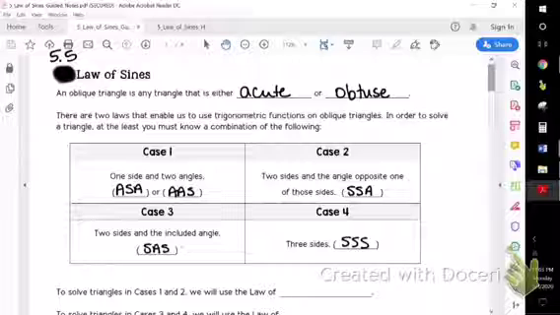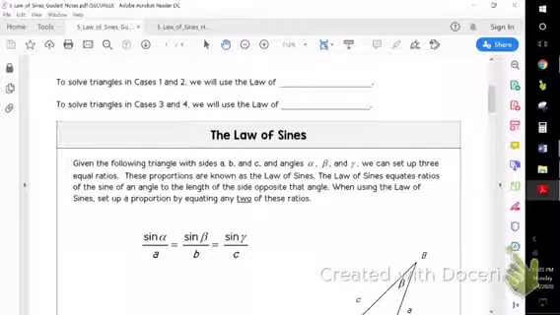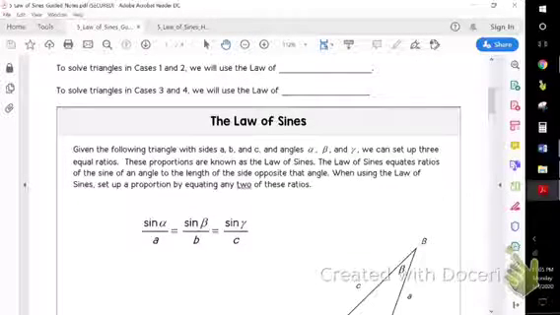Moving on, to solve triangles in cases 1 and 2, we will use the law of sines. To solve triangles in cases 3 and 4, we will use the law of cosines. The easiest way to do this is to look at the information that's given, and you'll be able to see whether you have to use the law of sines or the law of cosines.